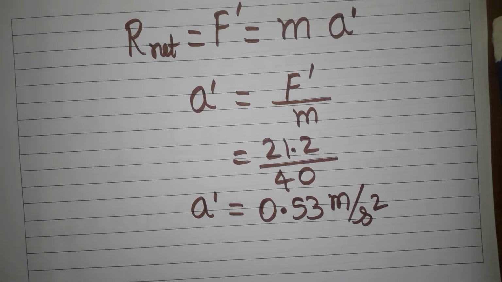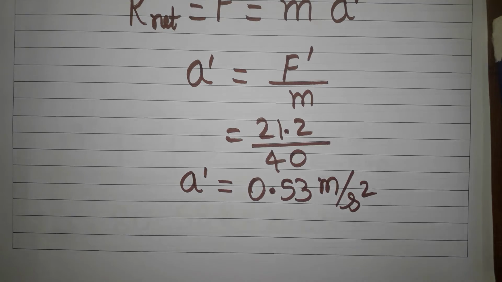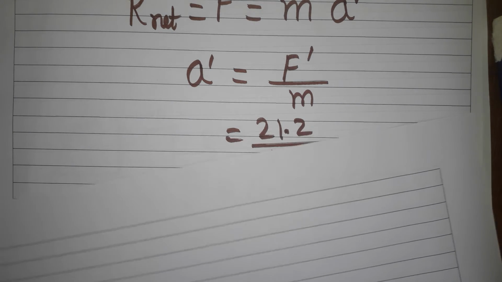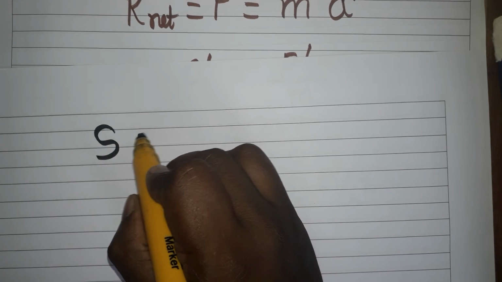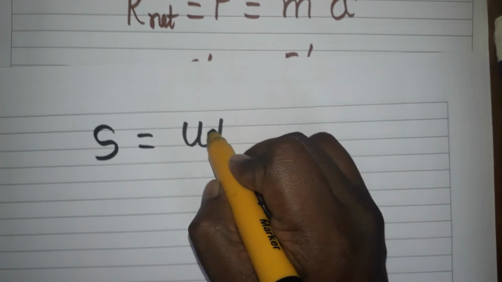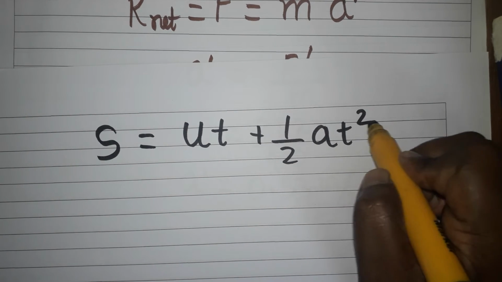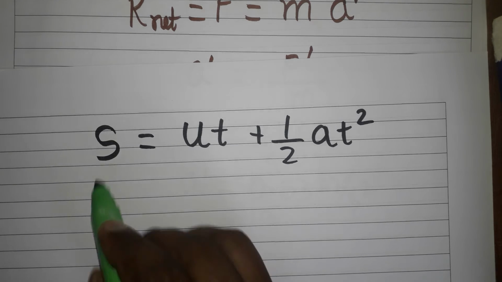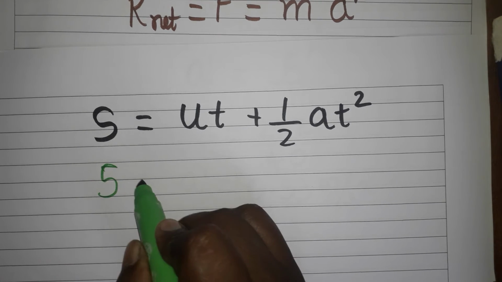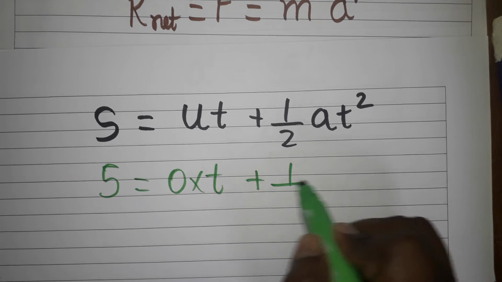Next, what am I supposed to do? Acceleration I got. Initial velocity I know is 0. Displacement I know is 5 meters. Now s is equal to ut plus half at square, the equation of motion. I am finding the time period, how much time is taken to displace that much distance. So displacement is 5 meters, initial velocity is 0, time I don't know, plus half a t square.